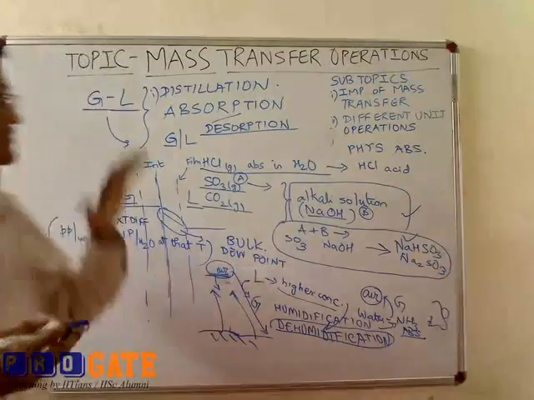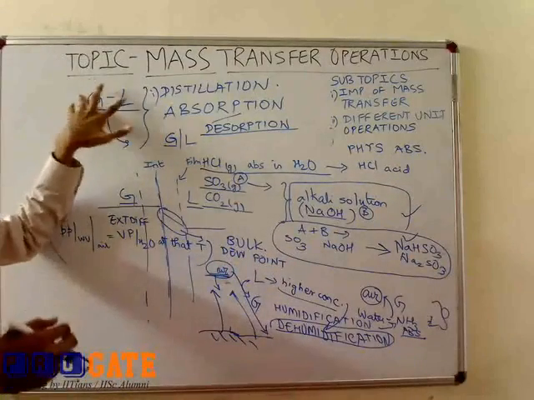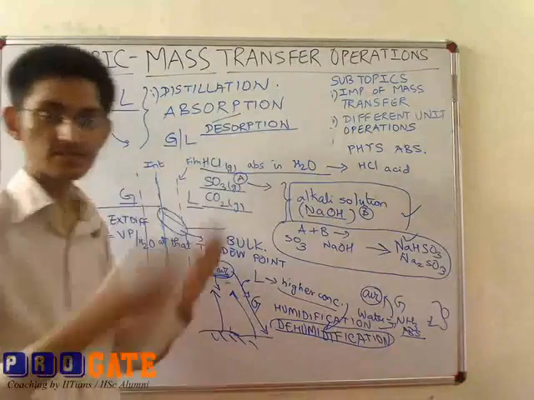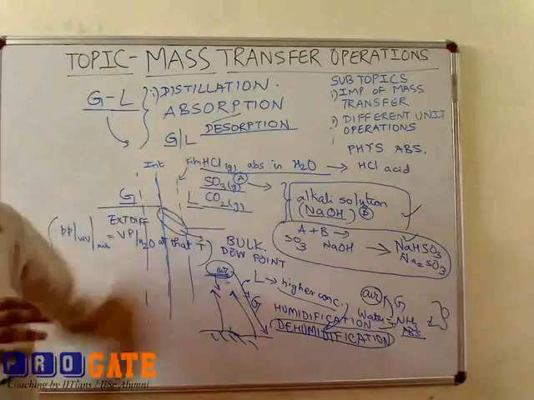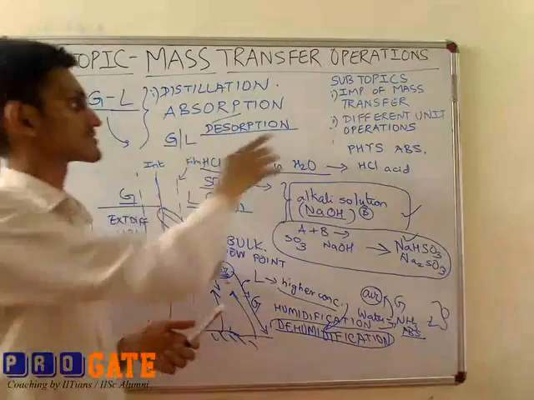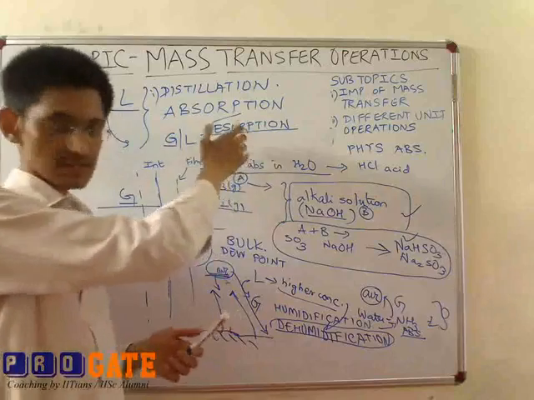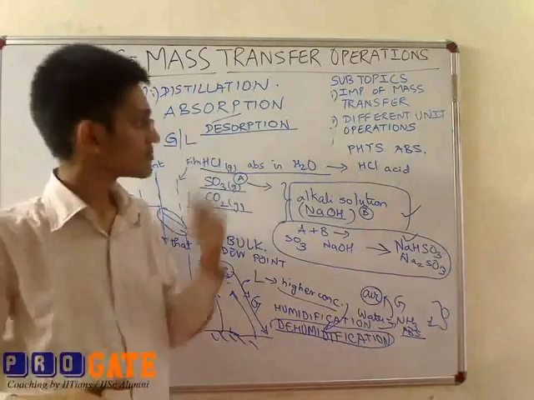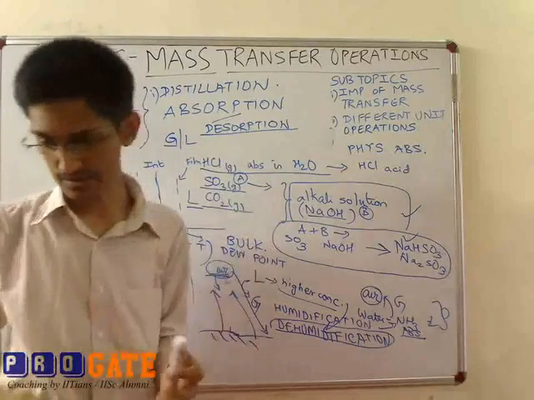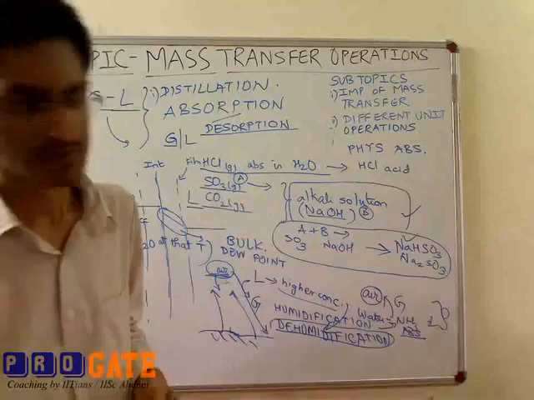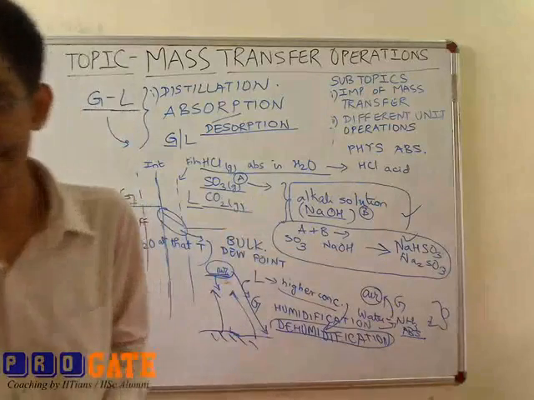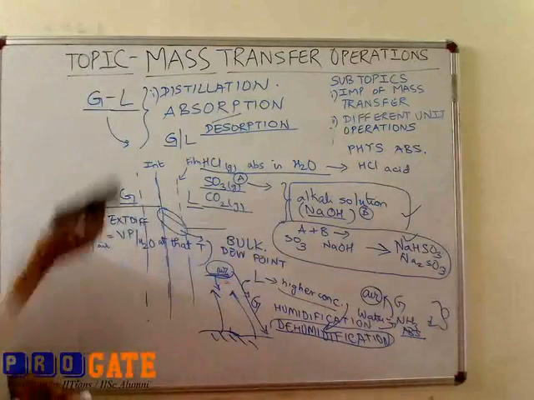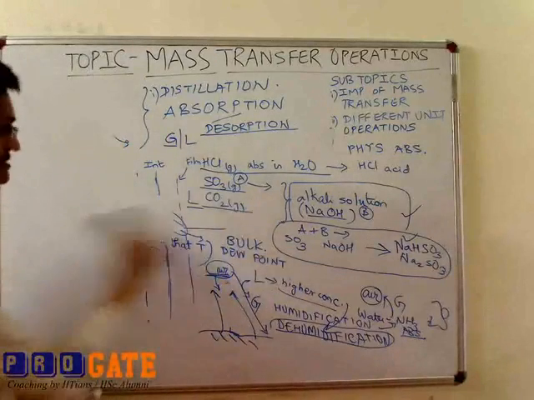So thus we have studied when we have two contacting phases, gas and liquid, they have different unit operations. Main is distillation and absorption. Within absorption we have again desorption, which is reverse transfer of the solute from liquid to the gaseous phase, and humidification, dehumidification can also be considered as part of the absorption process. So going further, we would be having gas and solid as the contacting phases.